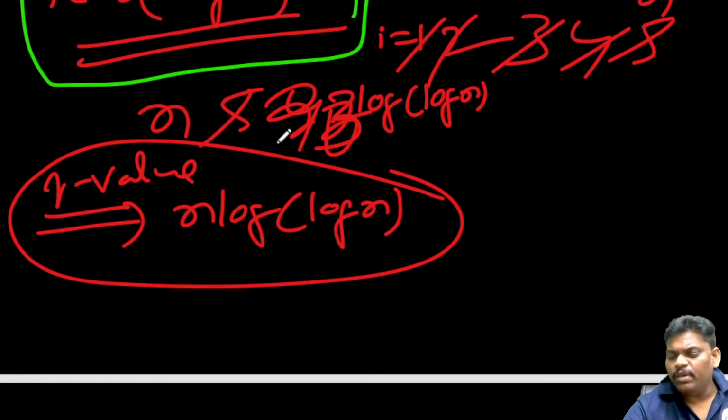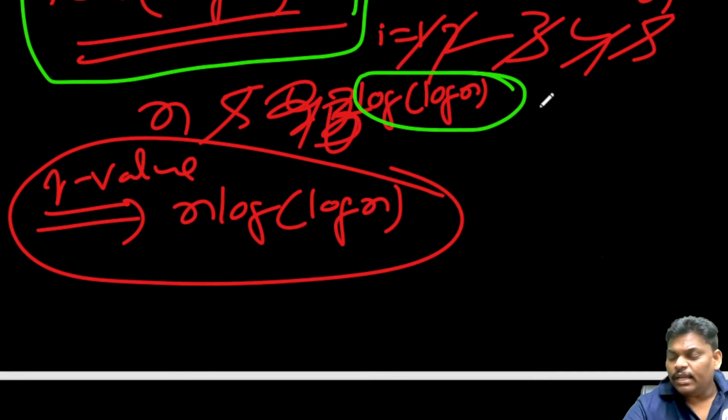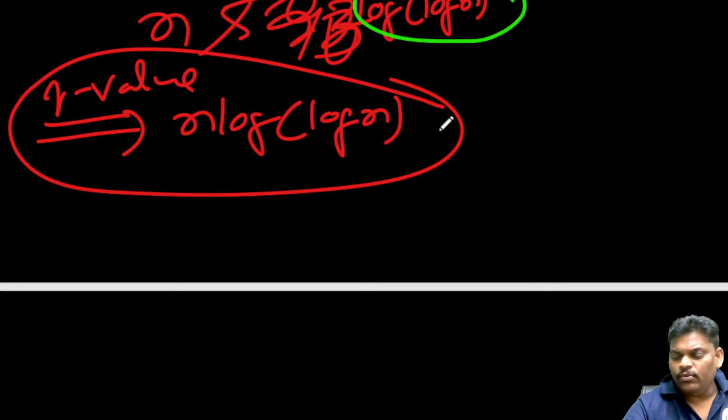So the first time the q value is log n, the second time one more log n, the third time one more log n. If you do it 5 times, 5 log n. If you do it 10 times, 10 log n. If you do it n times, the q value is n times log n.